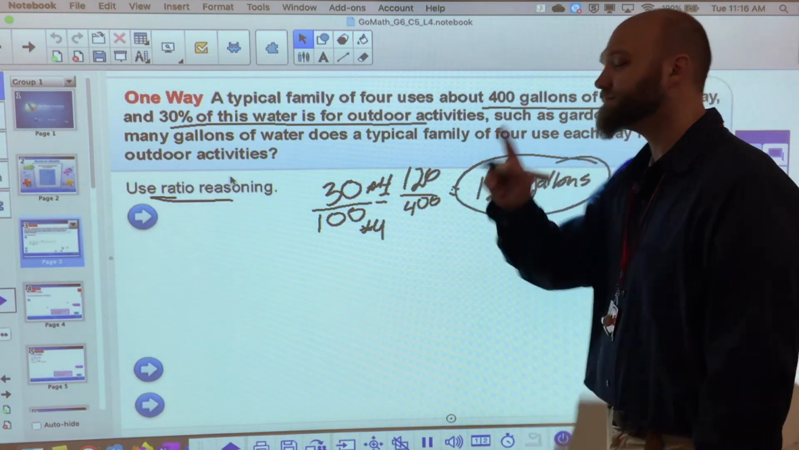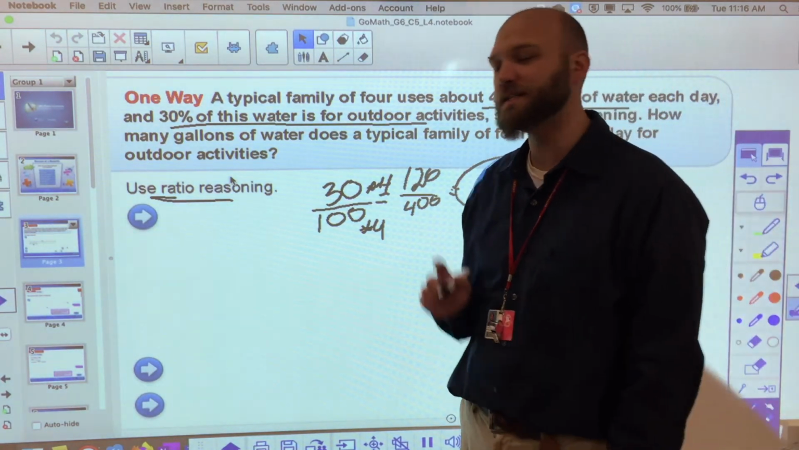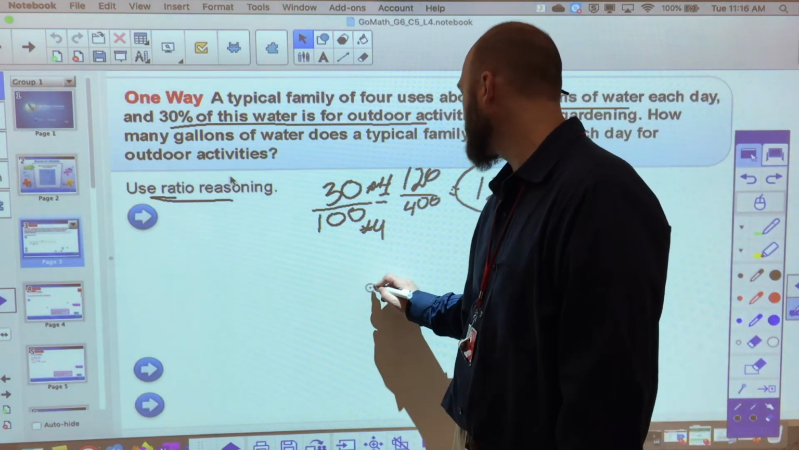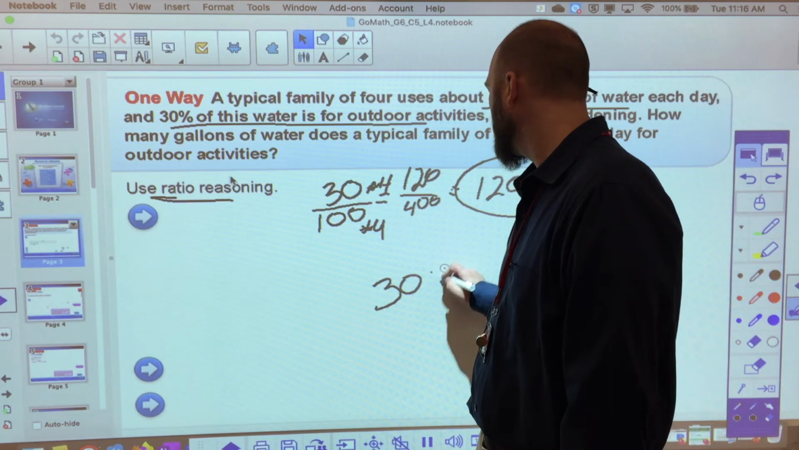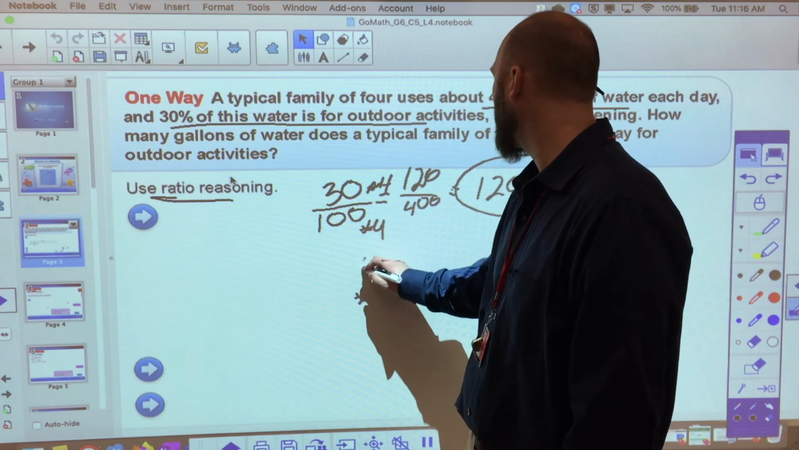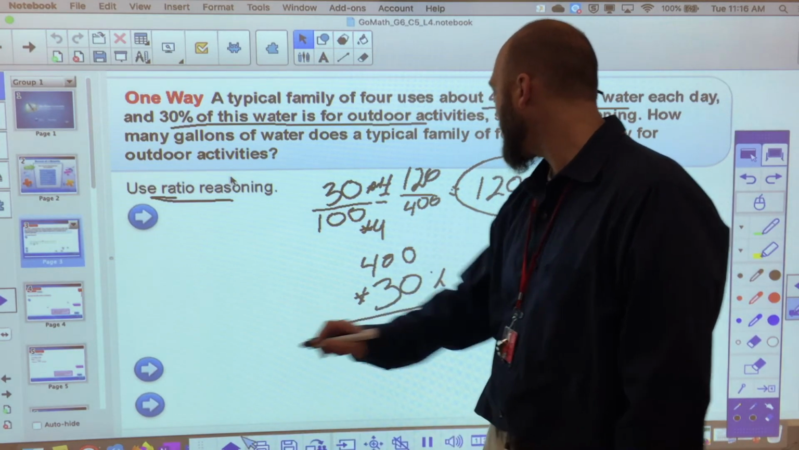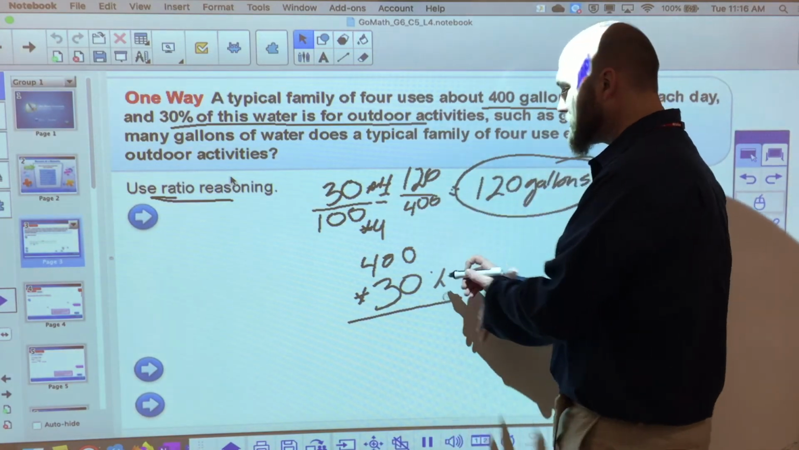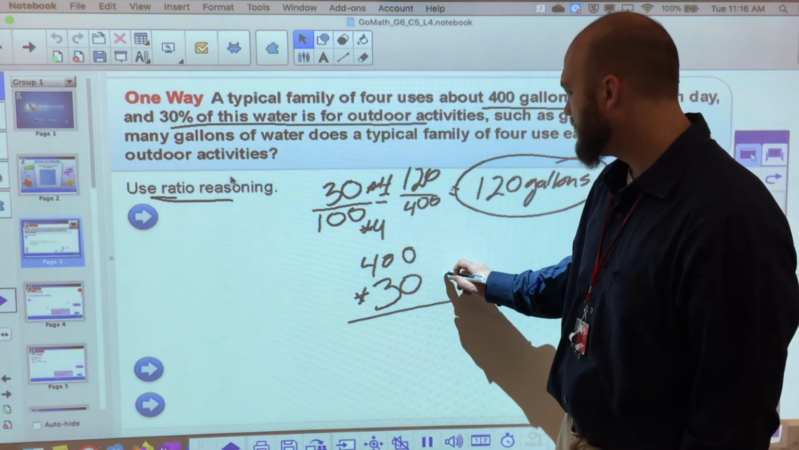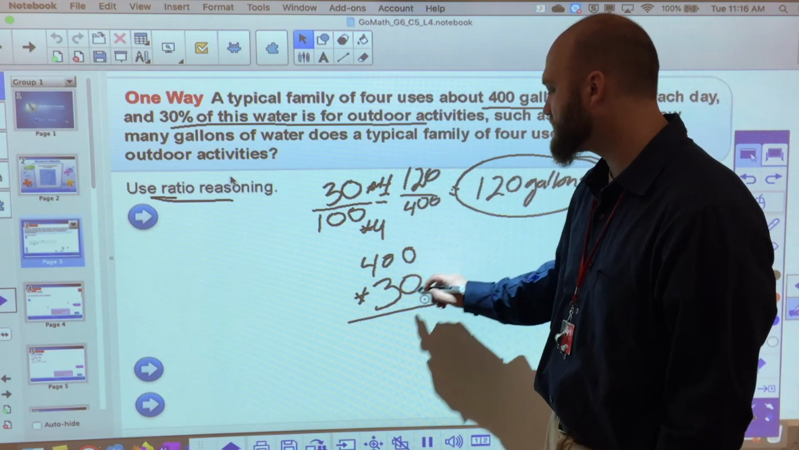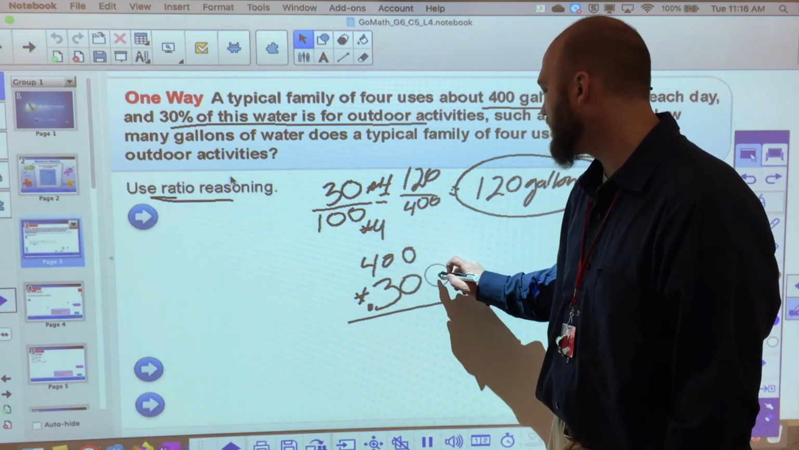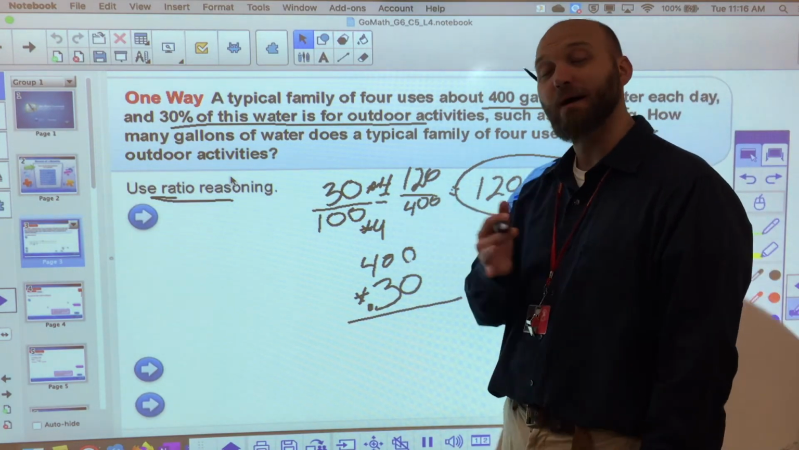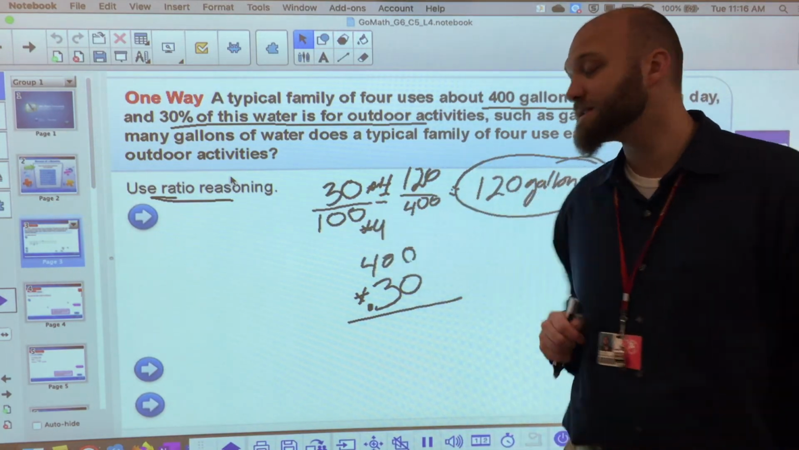If I didn't want to use ratio reasoning, and instead, let's try it as a decimal, I would find that 30% of 400, and I would make it a division problem, or a multiplication problem, excuse me. But knowing that my multiplication is a decimal, not a percent, my 30% is actually 30 hundredths. So I've moved my decimal 2 places because I'm dividing by 100. The decimal goes 2 places to the left.